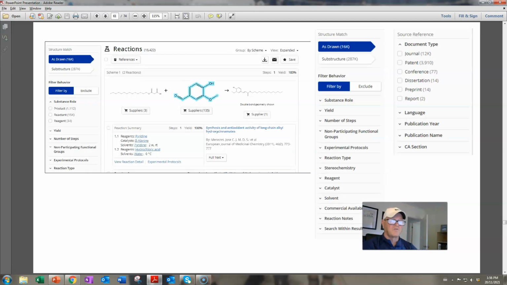But then again, I want to use a filter, and see how the filters change depending on how you're searching. We want to look at document type patent. And we also want to look on the left-hand side at product. So we're looking for a reaction with this as a product as itself, no substitution, and we're looking for patents that relate to this as well. So 16,422 reactions have this chemical compound as a product. That's amazing. That's a lot. So take these numbers and take these citations as you move forward.